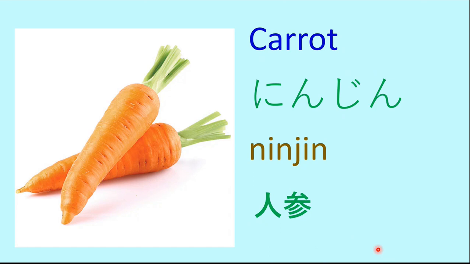The first one is carrot. Carrot is called ninjin in Japanese. And this is the kanji for carrot. The purpose of including it here is that the first symbol is the person radical. Why has this person radical come here? Because the basic shape of the carrot is like a human body, and that's why the person radical has been used in carrot's kanji. This represents nin and this represents jin. So ninjin is carrot, and this is the person radical that is used here.